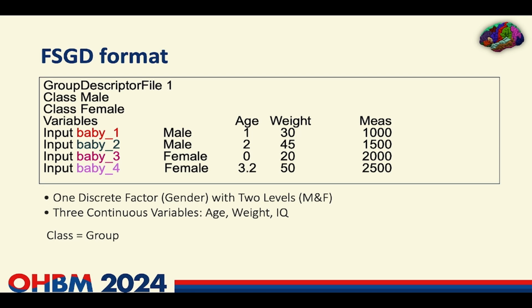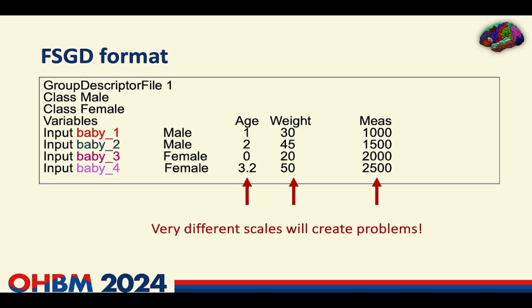So for example, this is a simple FSGD file. As you can see, there's various classes here. Your class indicates sex, so male or female subjects, and then the various inputs. So here you have 4 subjects, for example, and then indicating the class, which class they belong to, and the various other variables that you include here. In this study, for example, we have age at scan, weight, and some type of measurement.